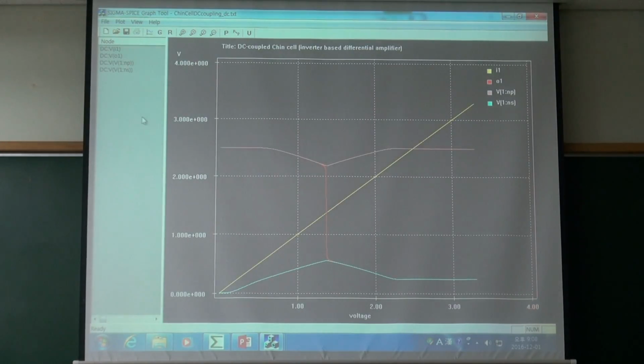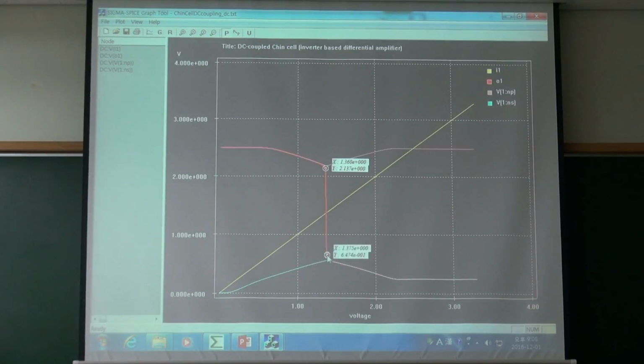The swing is reduced significantly, right? Because of those source followers. I used N-well CMOS, so the PMOS bulk is connected to source. The NMOS bulk is connected to VSS for all the cases. So this is only 2.1 volts out of 3.3, a 1.2 volt drop there.